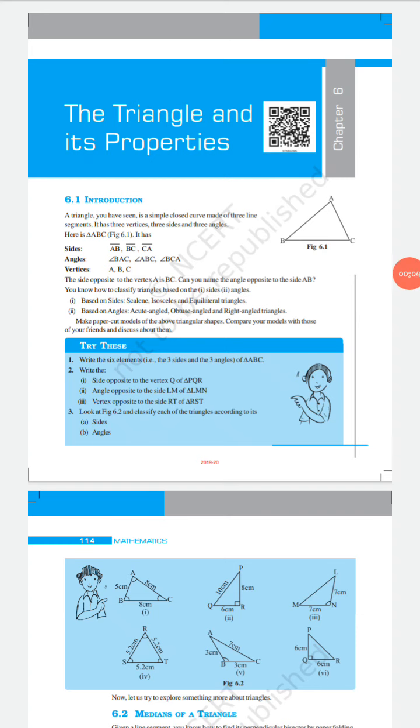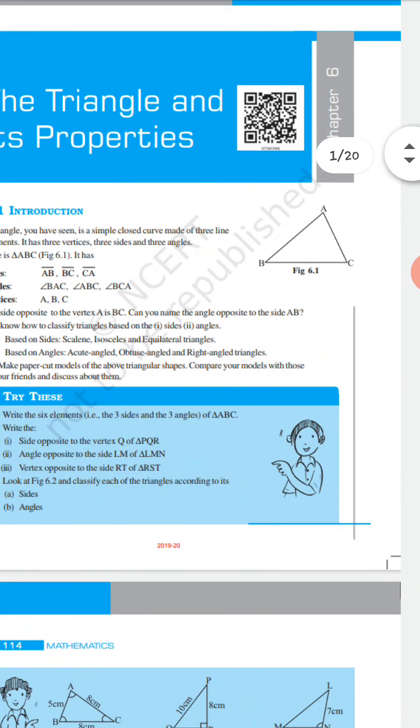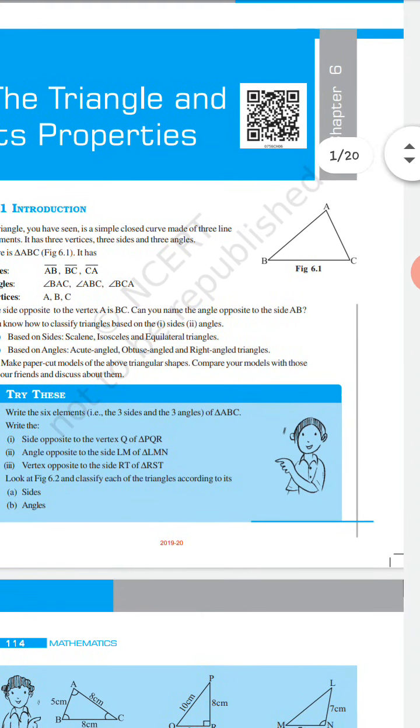7B children, today we'll learn about triangles and their properties. You know that a polygon having three sides is called a triangle. A polygon having three sides is called a triangle. Now a triangle has three sides and three angles.